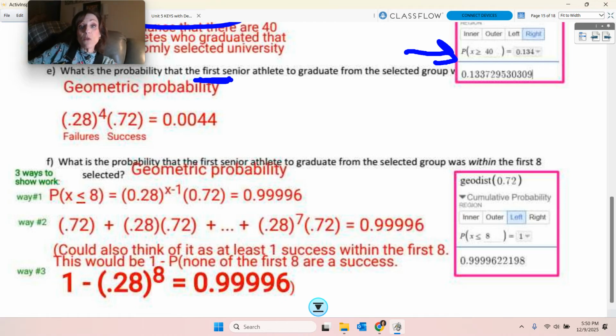All right, but when we get to part E, we have geometric, because it says, what's the probability that the first success we come to is the fifth? So that now is a geometric probability where we've got 4 failures and then the 5th one is a success.